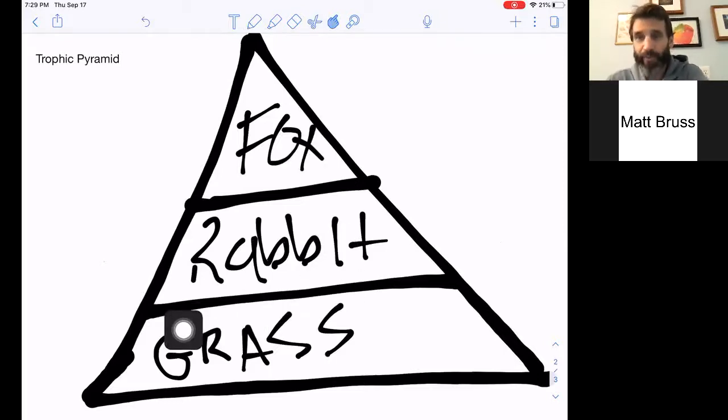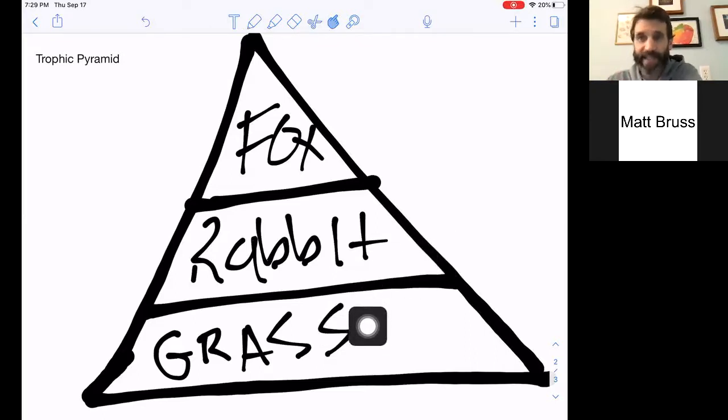The reason it is shaped like a pyramid is to show that there's way more biomass, way more mass of grass than there are rabbits. And there are way more rabbits than there are foxes. In fact, there's at least 10 times more. Each level decreases in mass by a factor of 10.